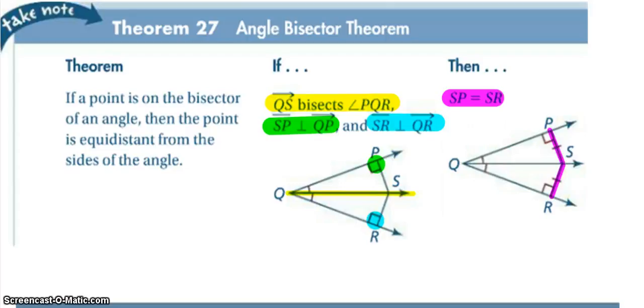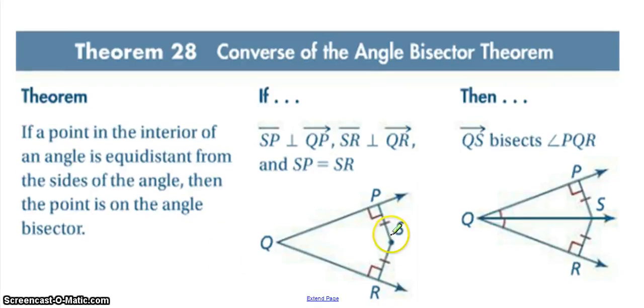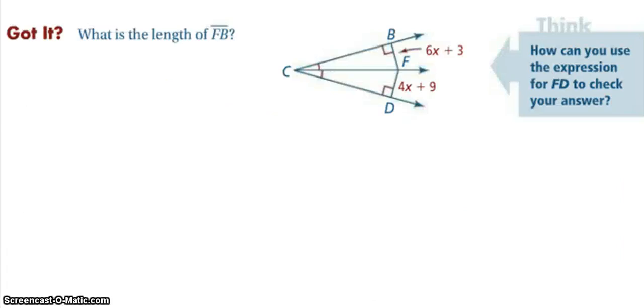So here we see that restated again in our theorem 27, the angle bisector theorem. If QS is the angle bisector, and I have SP perpendicular to QP and SR perpendicular to QR, then my distances SP and SR will be congruent with each other. Likewise, the converse of the angle bisector theorem says that if I have a point in my angle that has two lengths perpendicular to the rays that are congruent to each other, then that point must lie on the angle bisector.